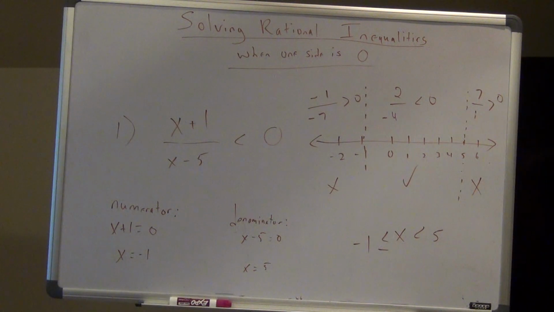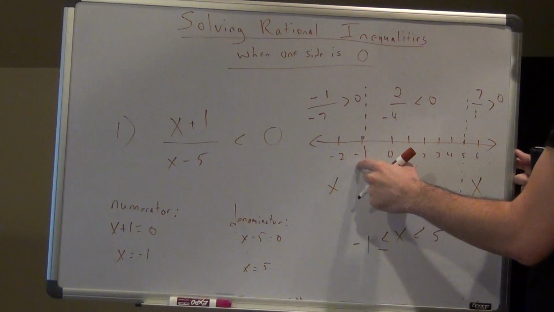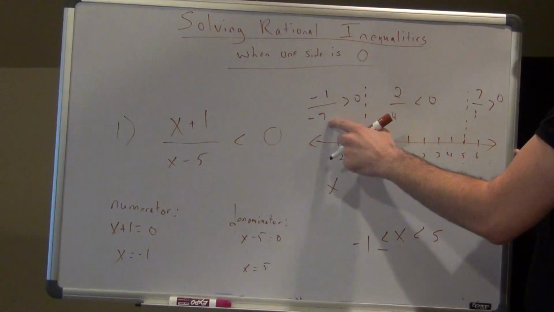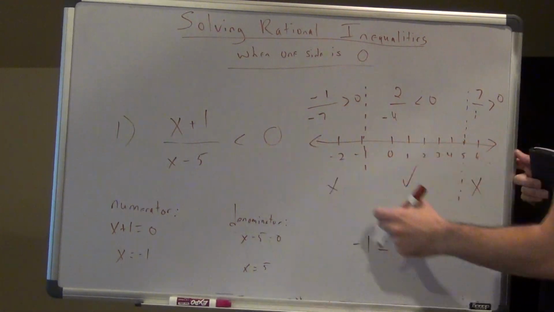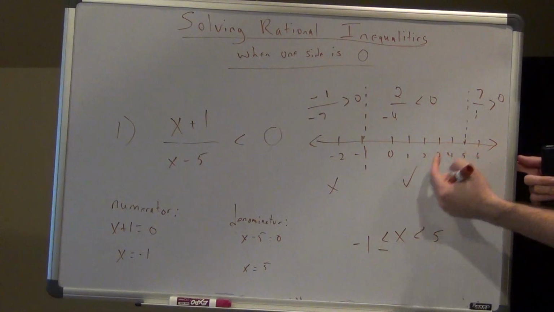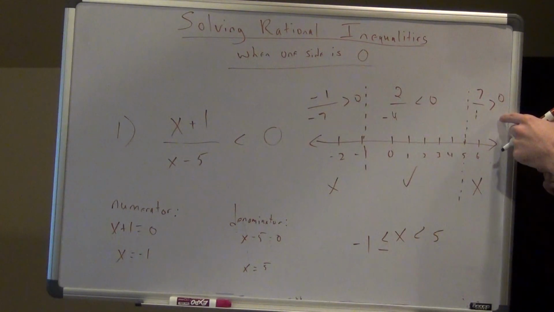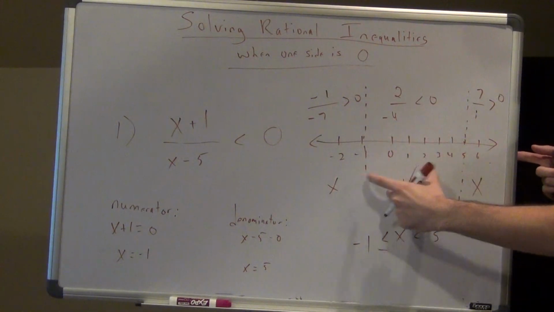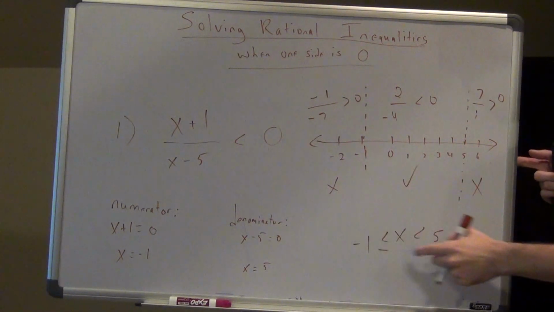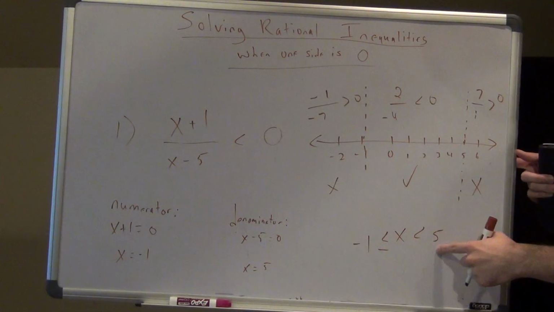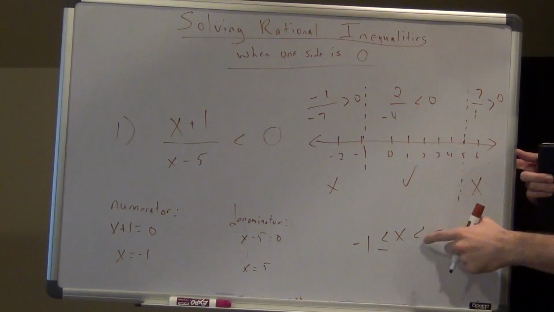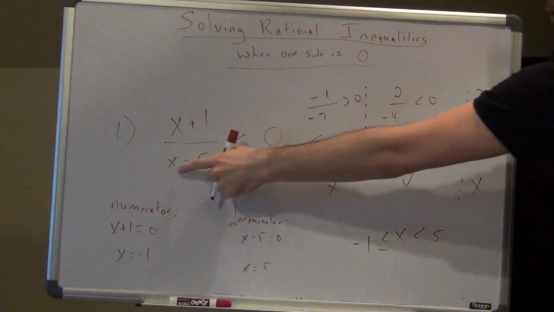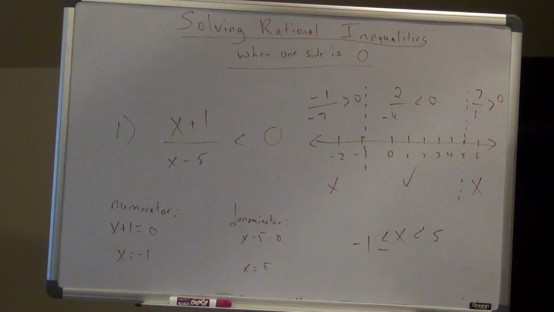So it's going to be everything greater than or equal to negative 1 and less than 5, but not equal to 5. And again, how I figured that out was, it's not going to be less than negative 1, because everything less than negative 1 is going to give me a positive answer, not less than 0. Everything past 5 is going to give me a positive answer that's not less than 0. But everything in between negative 1 and 5 is going to give me a negative answer. Besides, again, I can't plug in 5, because that would give me an undefined answer.